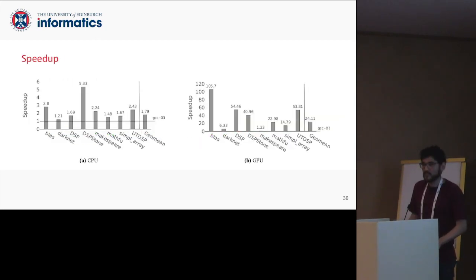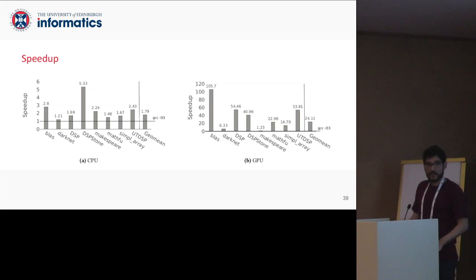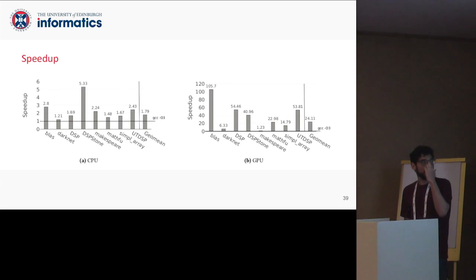The main reason we wanted to lift programs to begin with was performance. So we measured the performance of lifted kernels against the original implementation. On the left we have the speedup we get when we compile those programs down to the TACO-generated CPU versions, and on the right you have the TACO-generated GPU version. And the baseline is the original implementation compiled with GCC -O3. On the CPU, our programs are on average 1.79 times faster than the original implementation. The highest speedup value was 5.33 on the GSP Stone benchmarks, and the lowest speedup was 1.21 on the Darknet programs.